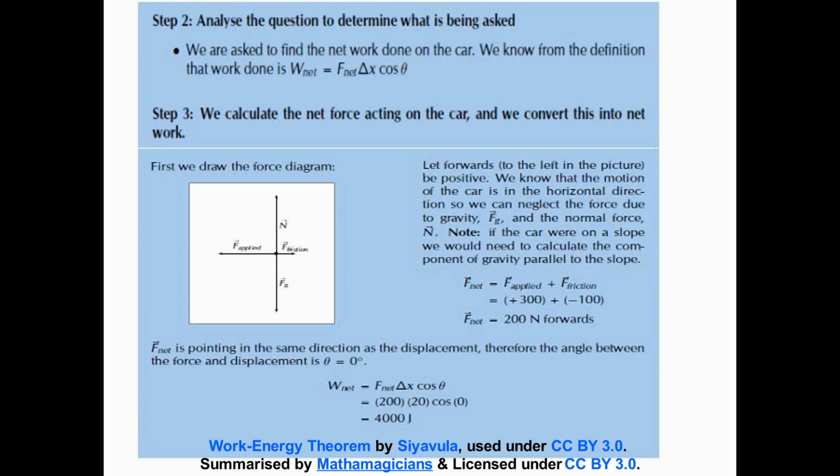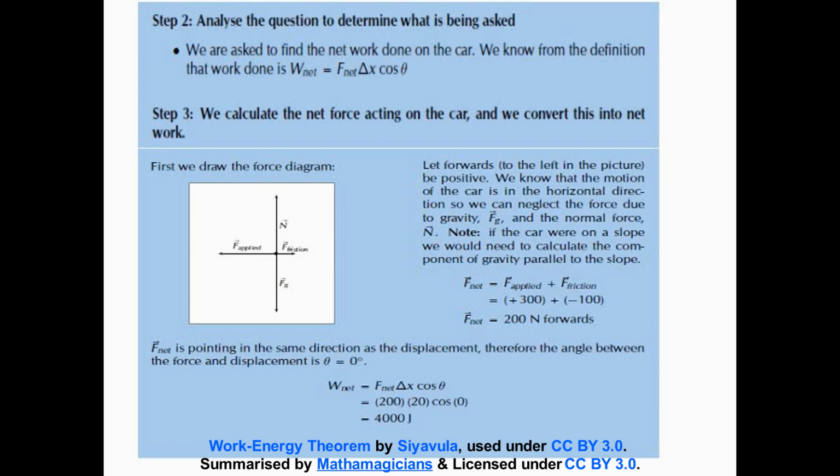Note, if the car were on a slope, we would need to calculate the component of gravity parallel to the slope, which is Fg parallel. Now, working out the net force, we know it is the force applied plus the force of friction. The force applied is positive 300 newtons plus negative 100 newtons, since the force of friction is negative. That yields an answer of 200 newtons forwards. That is the net force.